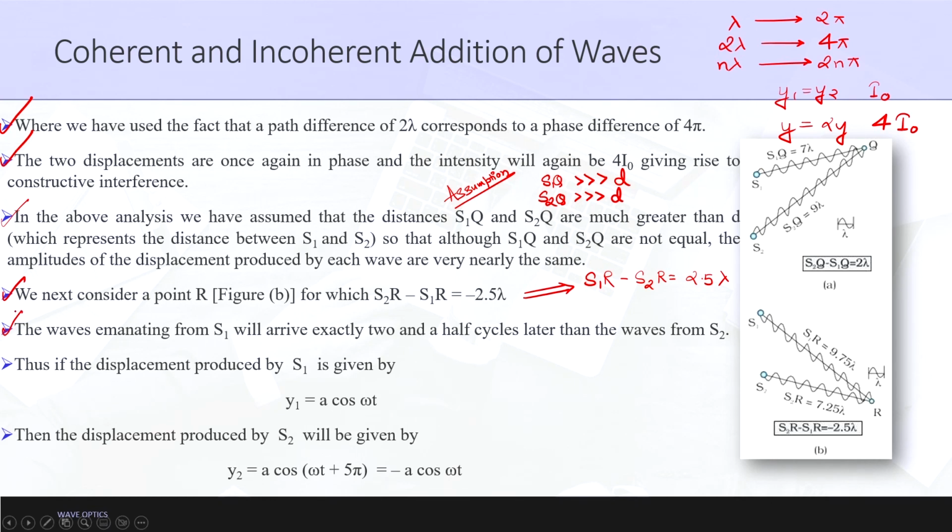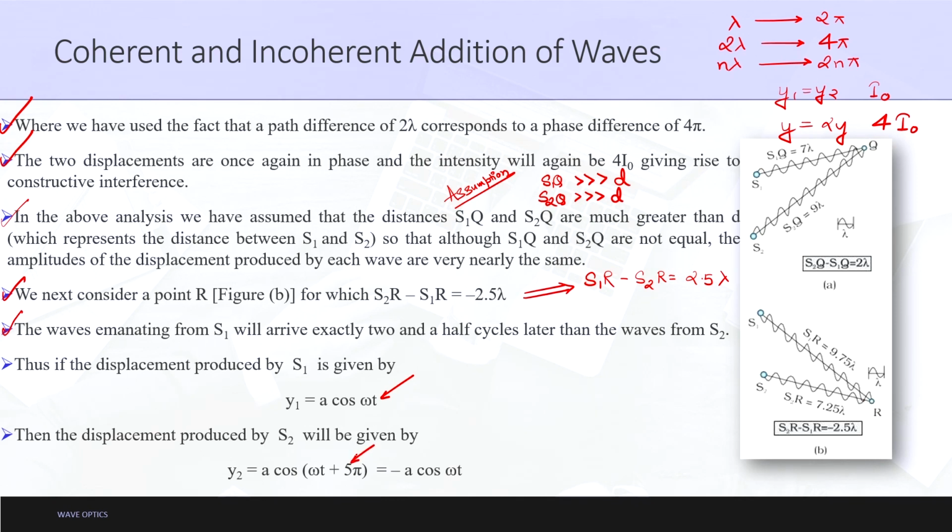Next, if the displacement produced by S1 is given by y1 = a cos omega t. So, first assumption: let us suppose that y1 = a cos omega t. Then the displacement produced by S2 will be given by y2 = a cos(omega t + 5 pi). Why is there a plus here?